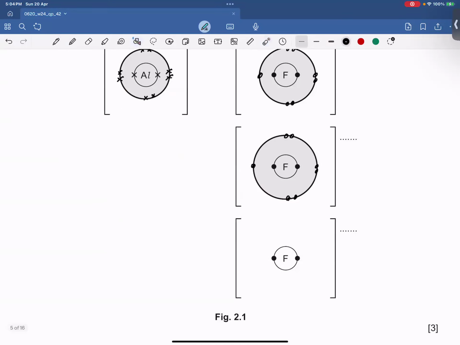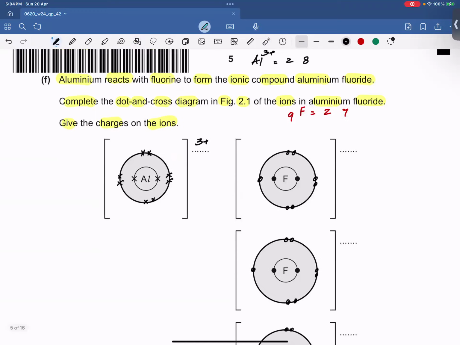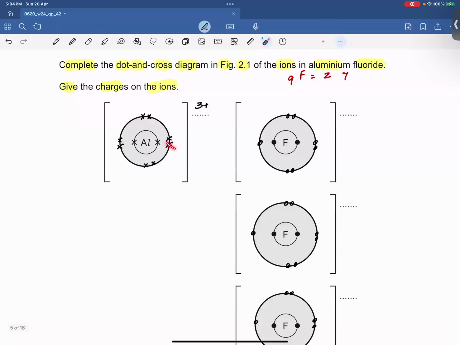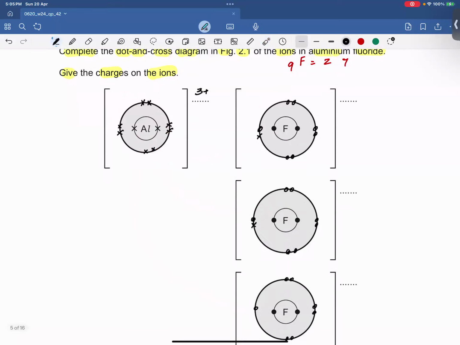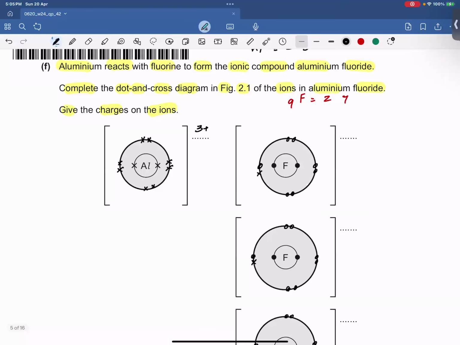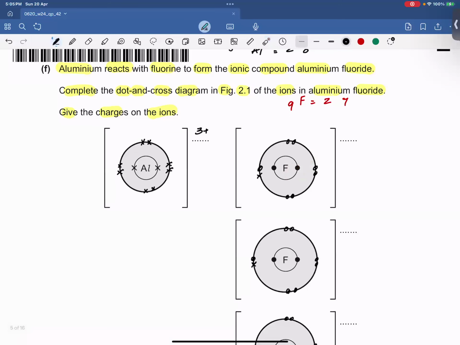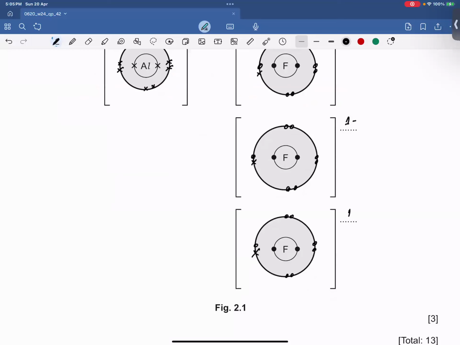Okay. Let me show you another one. 7 valence electrons. 2, 4, 6, and this one is 7. So aluminum lost 3 electrons. 1 electron is absorbed here, second electron absorbed here, and third electron absorbed here. And obviously that electron is represented by cross. That electron is represented by cross. That electron is represented by cross. So when it gains 1 electron from the aluminum atom, it carries a 1 minus charge. It also carries 1 minus charge. And it also carries 1 minus charge.